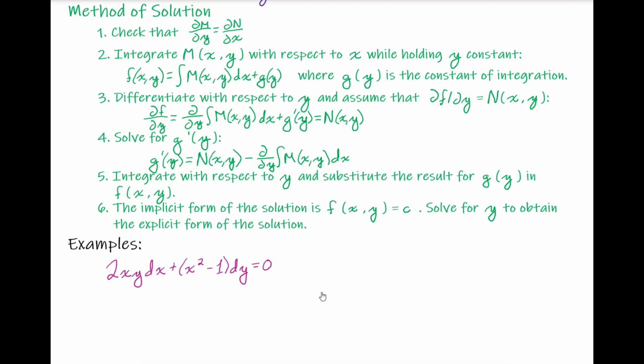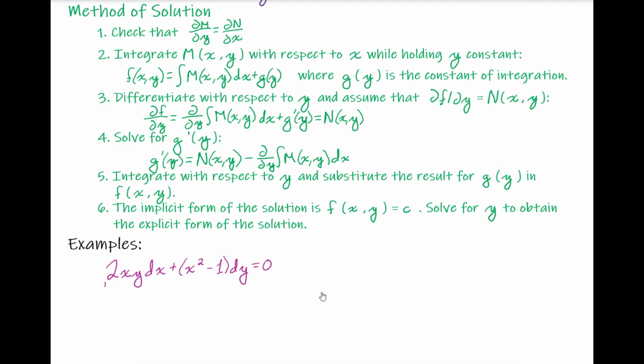Now this is set up in the form that I am looking for, M of x,y dx plus N of x,y dy equals 0. So I'm ready to move on to my method of solution. The first thing I have to do is check to see that this is an exact equation. To do so, I'm going to check that the partial derivative of M with respect to y is equal to the partial derivative of N with respect to x.